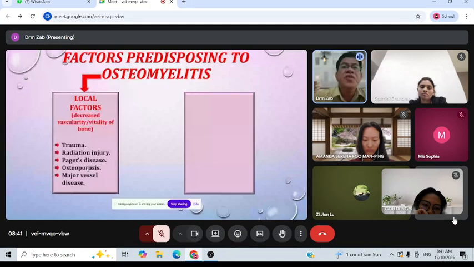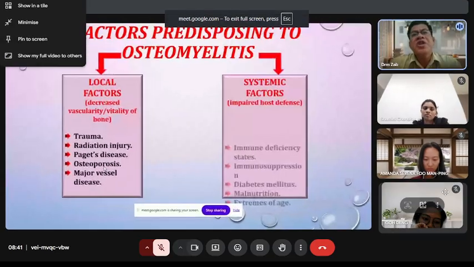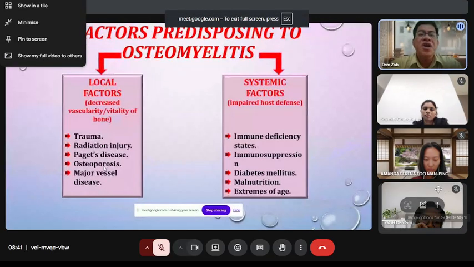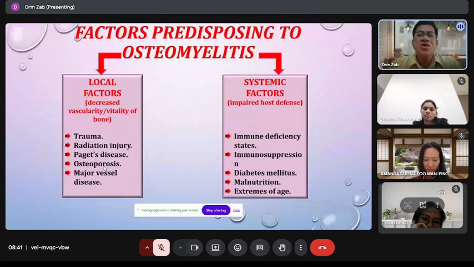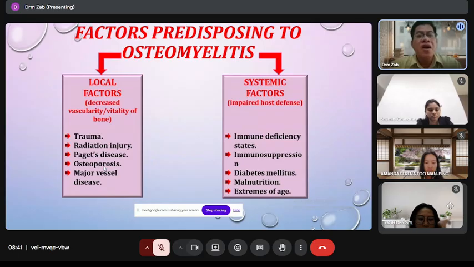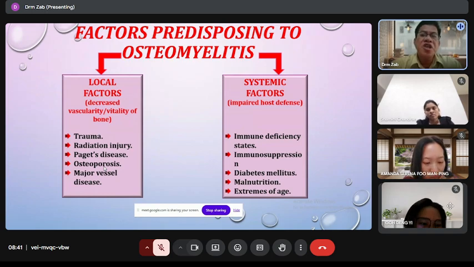Right, now let's look at the predisposing factors to osteomyelitis. You can divide them into local factors and also systemic factors. Local factors basically reduce the vascularity or blood supply in that particular area. So when you have a decrease in vascularity, that will affect the vitality of the bone. Systemic factors, on the other hand, will impact the host defense mechanism, meaning the immune system will be affected. Right? So these two factors can predispose the patient to osteomyelitis.